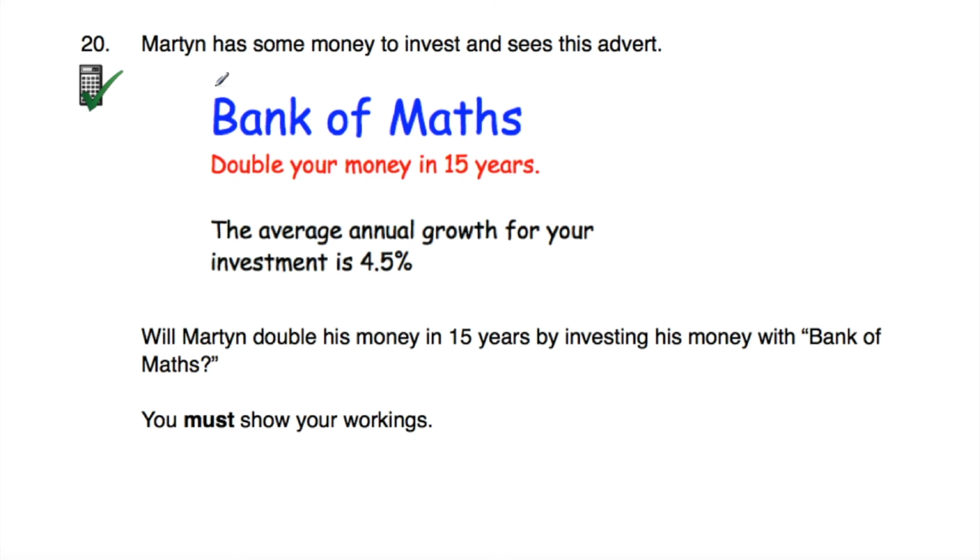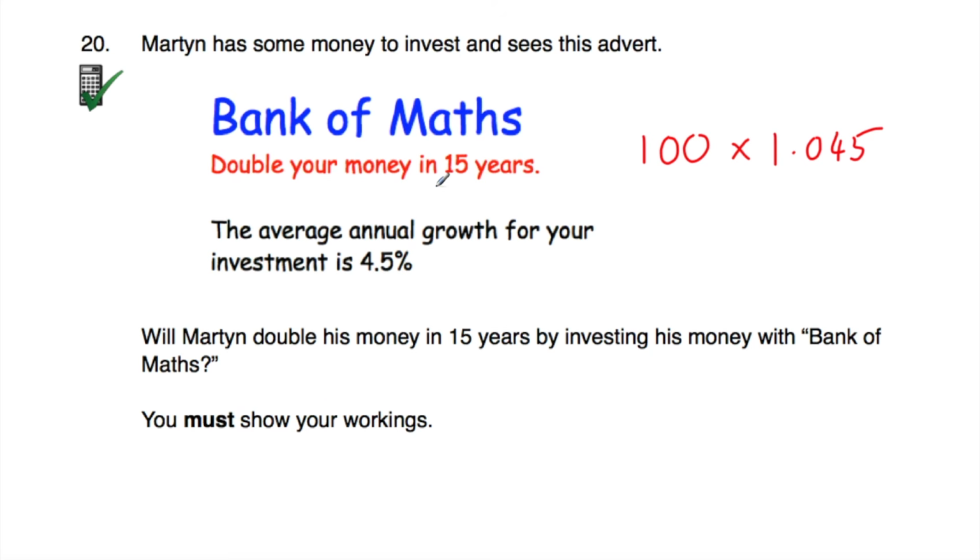Now this time we don't actually know how much money Martin invests, but it just says, will he double his money? So we can actually let him have any amount of money to begin with. Now, with questions like this, I sometimes like to choose 100. So perhaps in this case, £100, because if you choose 100, you can actually see by how much percent it goes up by. So let's say he's got £100 to begin with. And then if we multiply that by the multiplier, so it's gone up by 4.5%.